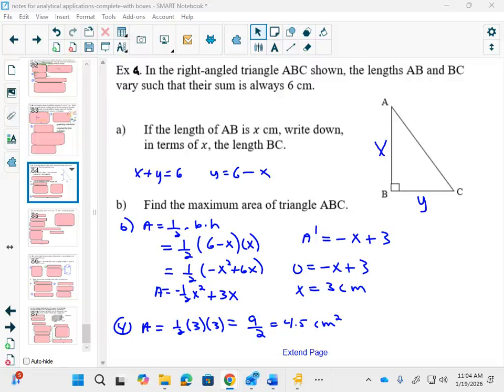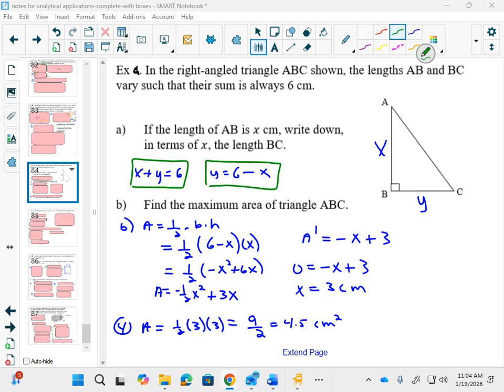Right-angled triangles. If x plus y is always 6, what's the biggest possible area? So we know that area is 1/2 base times height, which would be 1/2 x times y, but we want to get things in one variable. So if the two of them always equal 6, you can get y by itself. And then you have an equation for area that's just in terms of x.